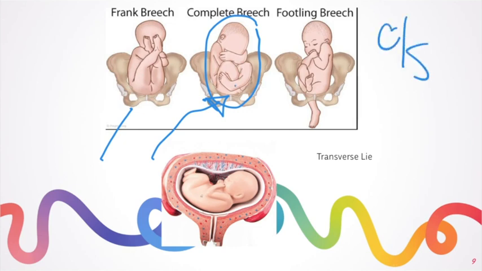Okay, I already said that. Here, your frank breech, the baby is still butt first. It's still breech, but it's not in the fetal position. The toes are up by the forehead. And your footling breech, you can have a single footling breech or a double footling breech. That's what you have there, okay? And then here, this is called a transverse lie.